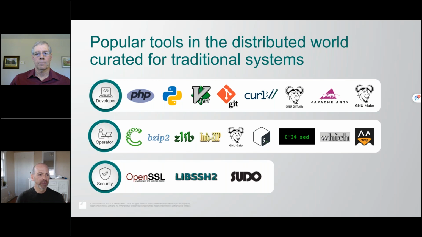So this is the full list of what we have today in Rocket Openapt for Z. For the developer, we have languages and development tools: PHP, Python, Vim, Git, curl, Apache Ant, Make. For the operator, we have the package management dependency tool, Conda. We have a portfolio of compression and decompression tools, Bash, Z, mktemp. And in the area of security, OpenSSL, libssh2, and sudo. And more will be added over time.